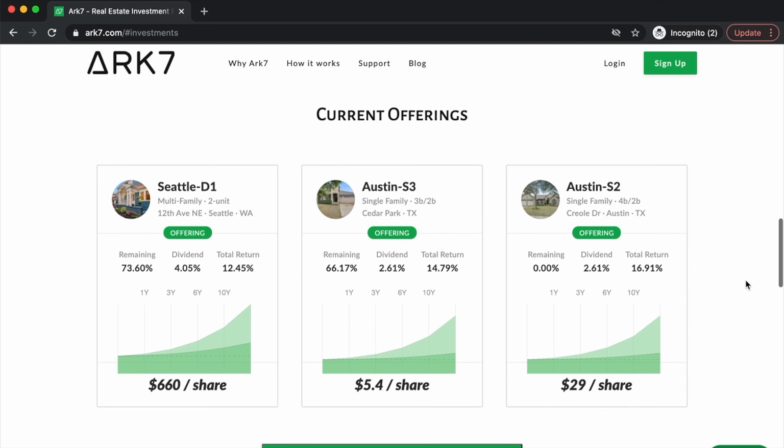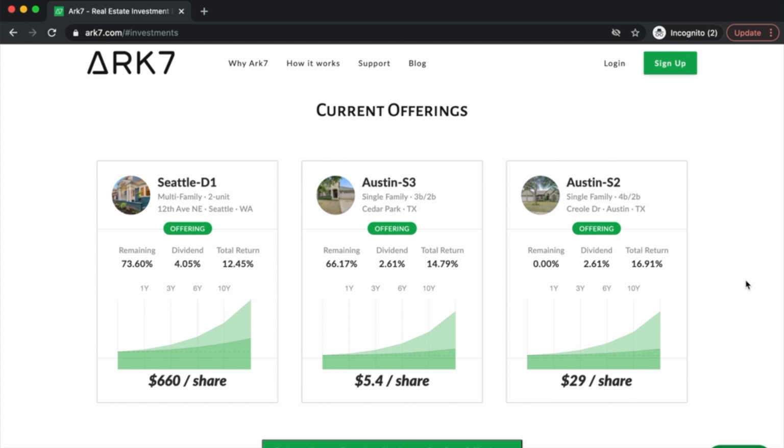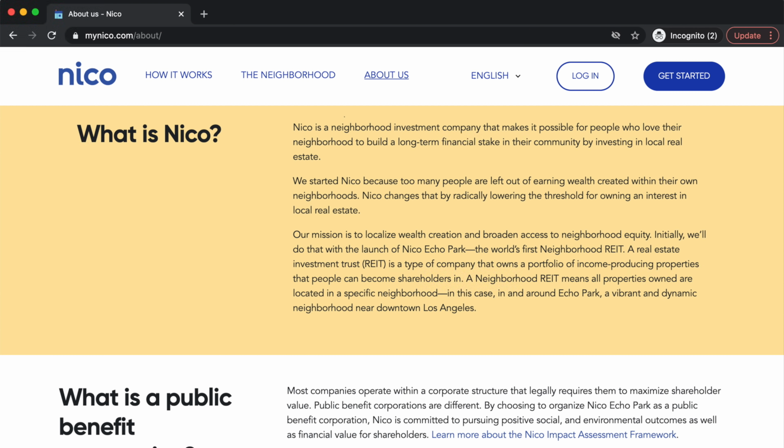I also really like the platforms of some of these services, which actually break down where every single dollar you invest is going, which is pretty neat if you ask me. Another newer real estate investing platform that I think is pretty unique is called Nico, which is advertised as being the first neighborhood REIT. Nico owns real estate only in the Echo Park neighborhood of Los Angeles, and they claim that because they're structured as a public benefit corporation, their main goal is pursuing positive social and environmental outcomes as opposed to only maximizing shareholder wealth.